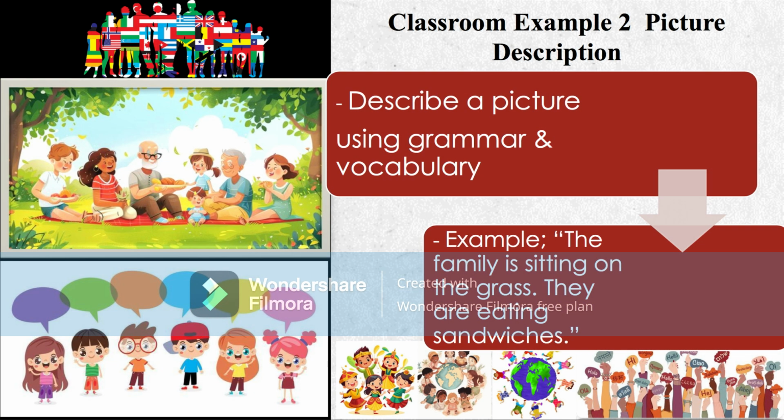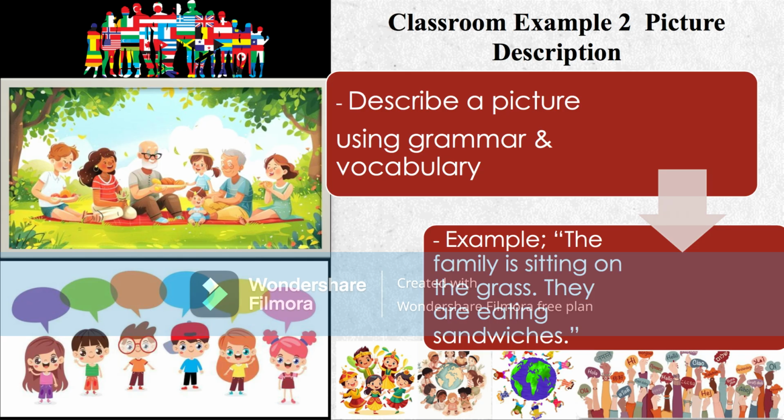Here is another example of a classroom activity to assess grammar and vocabulary. In this activity, students describe a picture. For example, the teacher might show a photo of a family having a picnic. Students could say, "The family is sitting on the grass, they are eating sandwiches." This activity is useful because it checks both grammar and vocabulary at the same time.